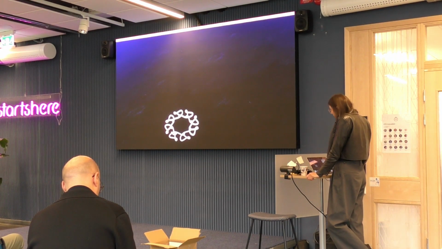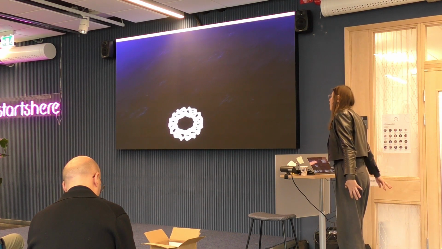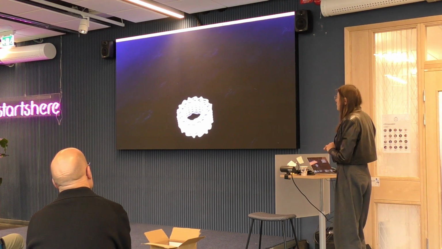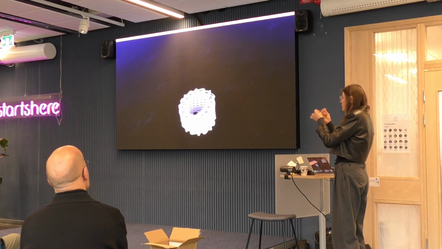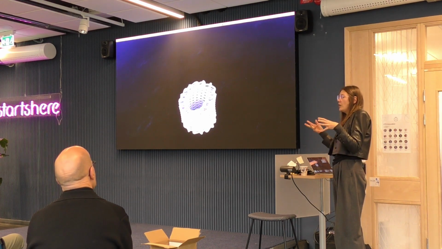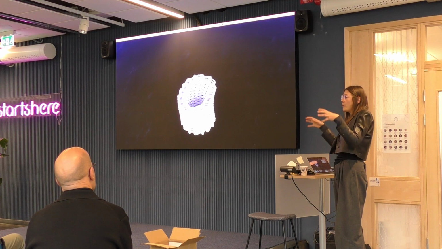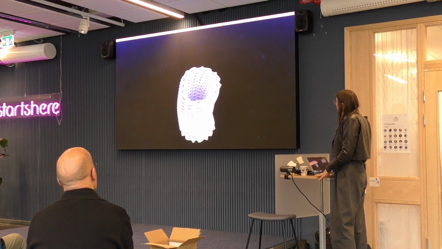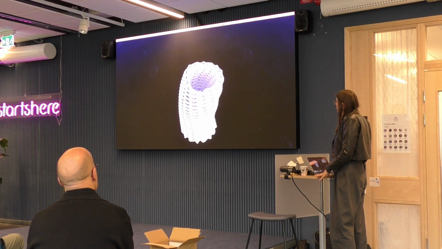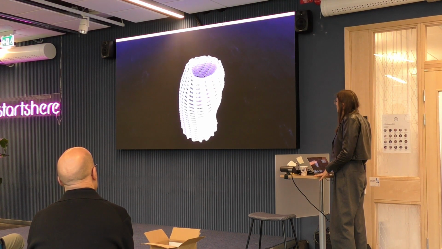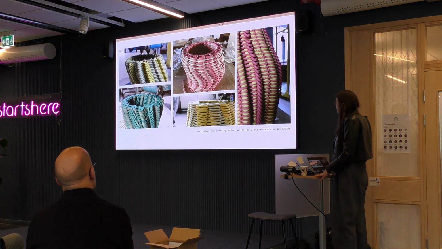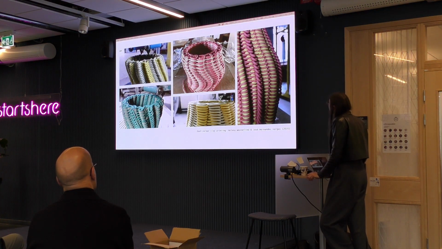But this also meant that we looked at designing our design tool. So what happens with these different stitches? How do they need to adapt to morph into different shapes? So these are some of the outcomes that we had.